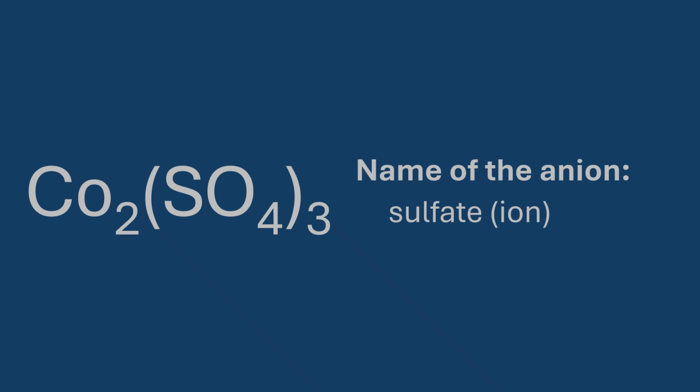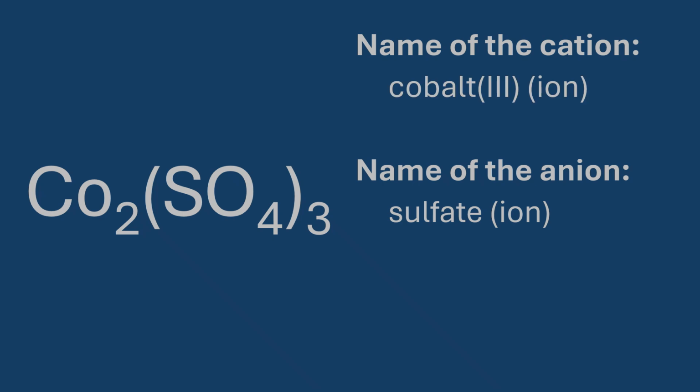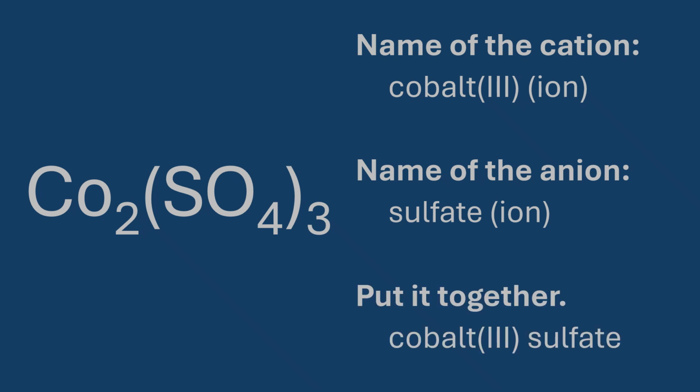Sulfate carries a 2- charge, and there are 3 sulfate ions total, so this gives a total of 6 negative charges. There are 2 cobalt cations, which are going to share 6 positive charges so that the compound can be neutral. This means that each cobalt must have a 3+ charge, and that our cation must be named cobalt(III). Our salt is therefore named cobalt(III) sulfate.